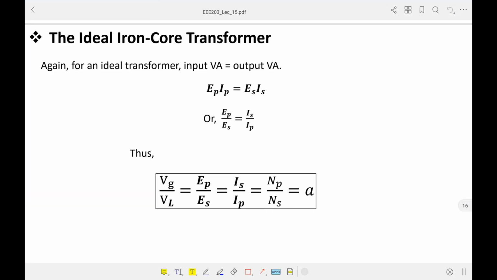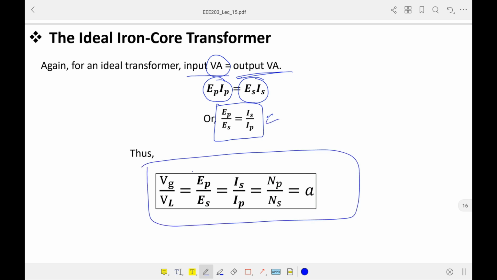So here we are calling that input volt ampere equals output volt ampere. We know the volt ampere is basically voltage multiplied by current. So for the primary it should be EP multiplied by IP, and for the secondary ES multiplied by IS, from where we can calculate EP over ES equals IS over IP. So now this is our final equation.